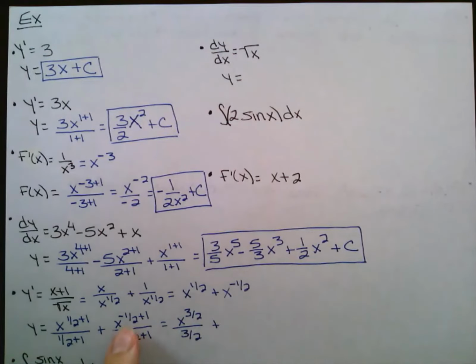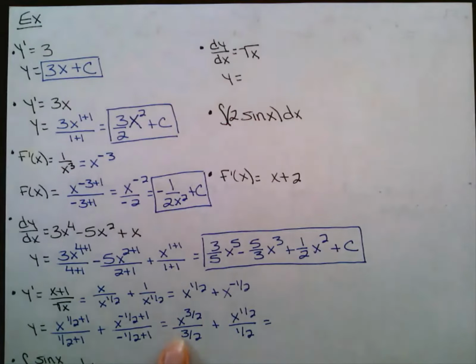We're going to do the same thing here. Negative half plus 1 gives me a positive half. Divide by my new exponent. Okay? Now, when I divide by a fraction, remember I can multiply by its reciprocal. You guys might remember that as keep, change, flip.